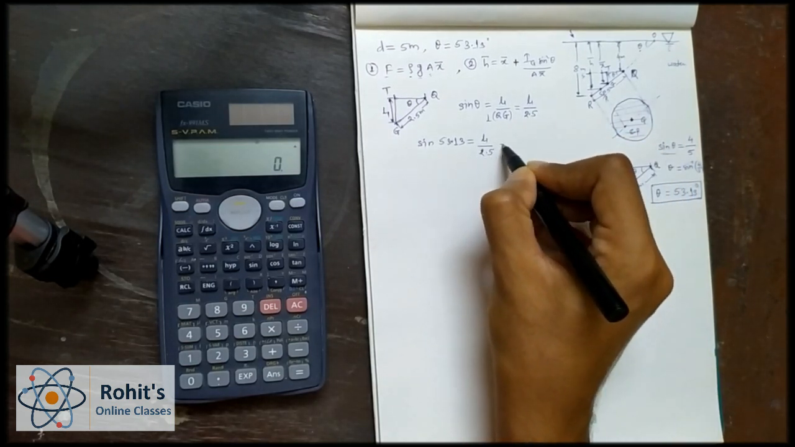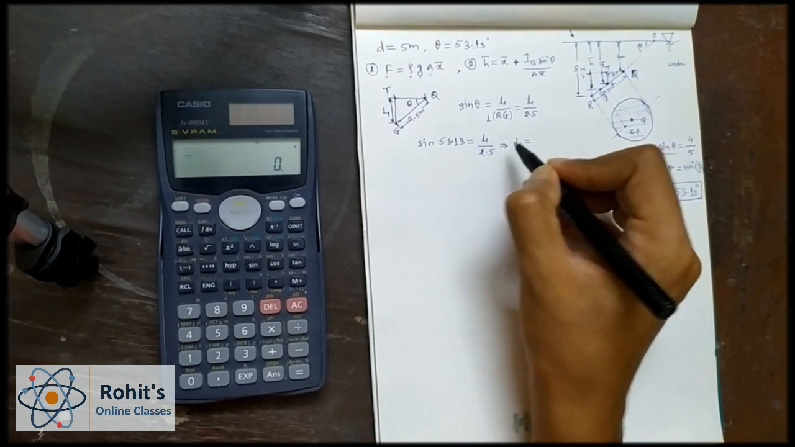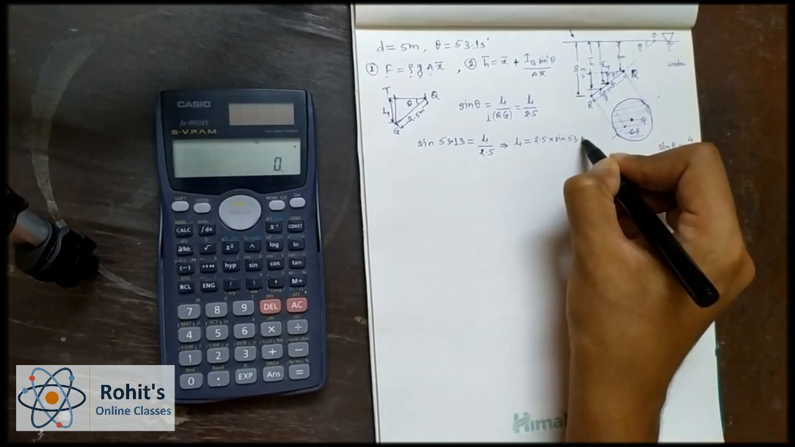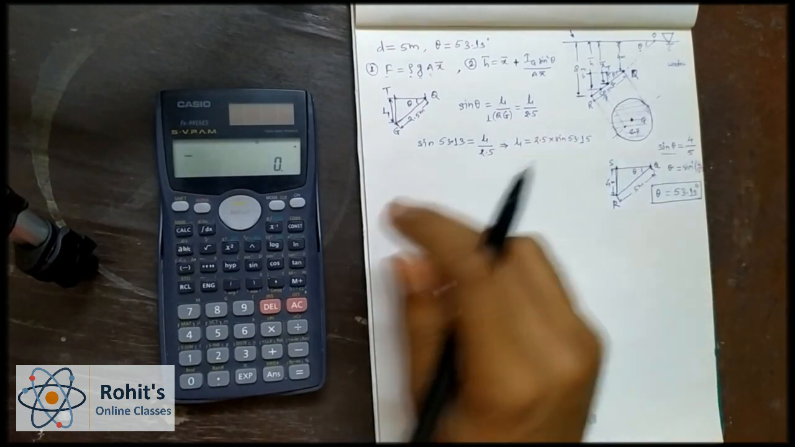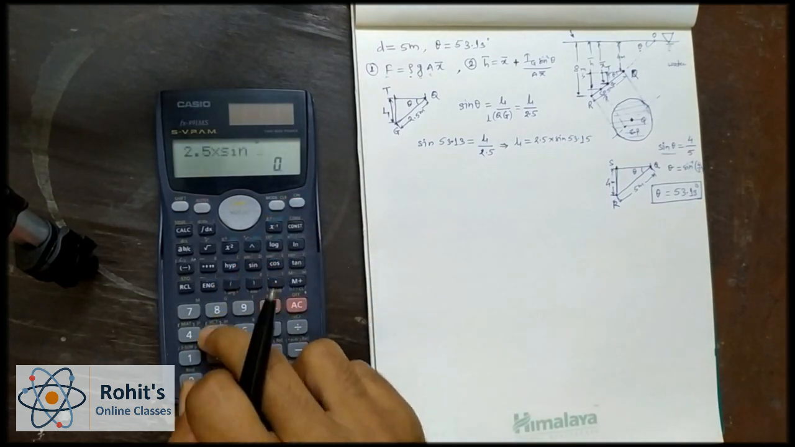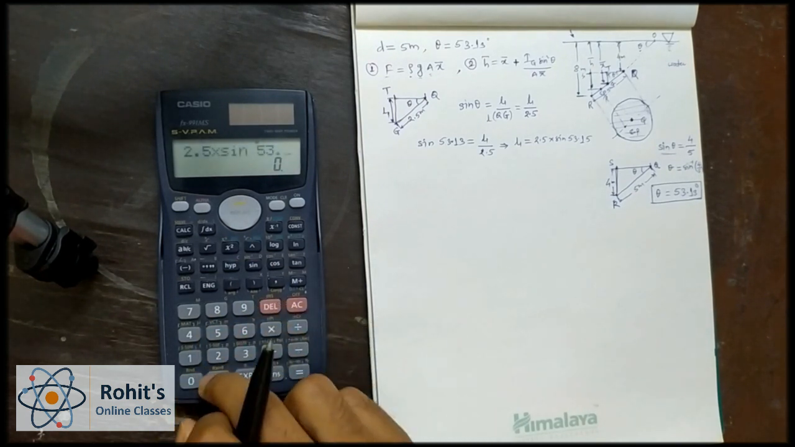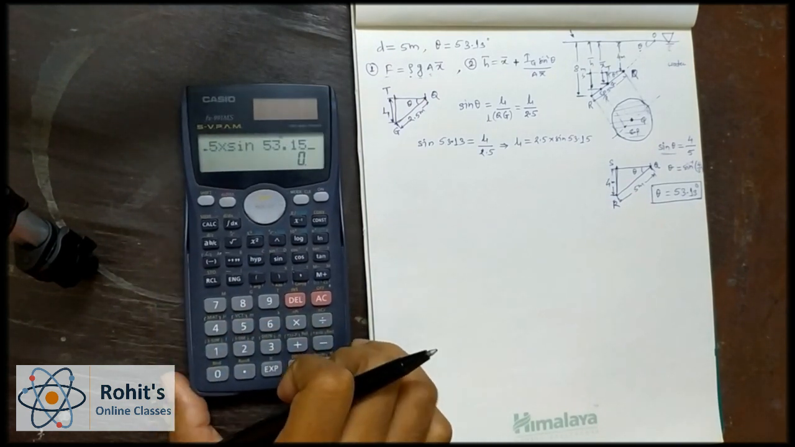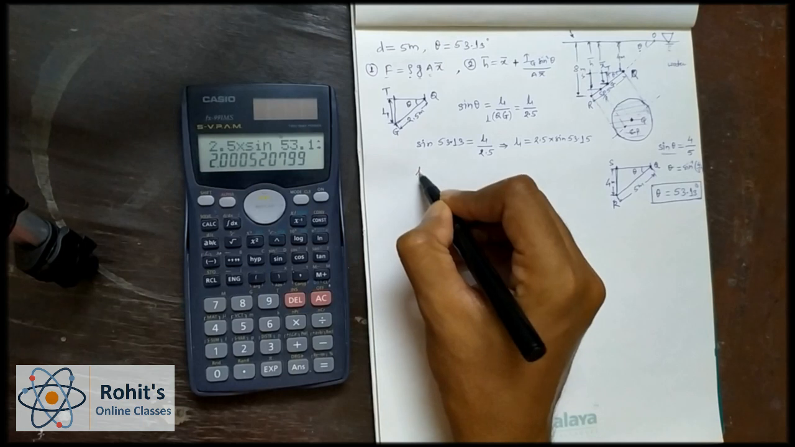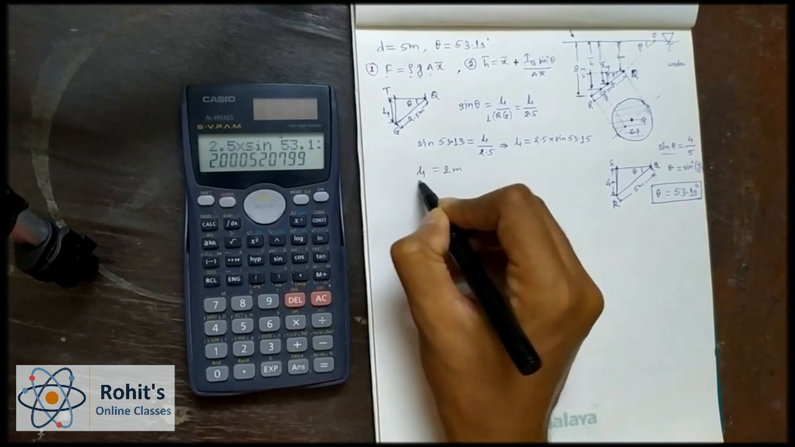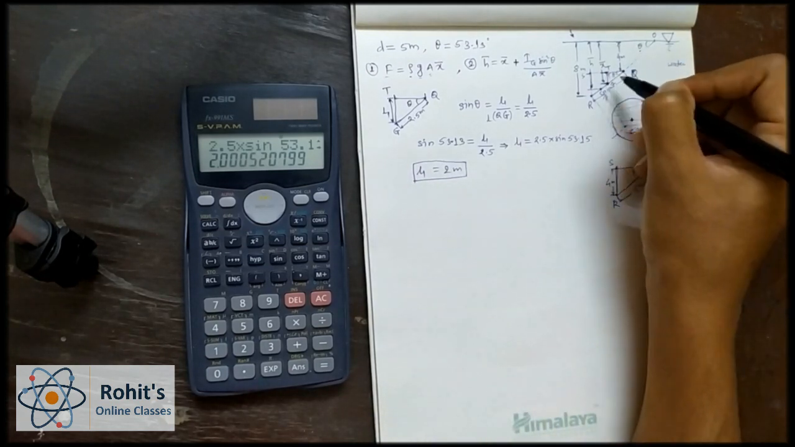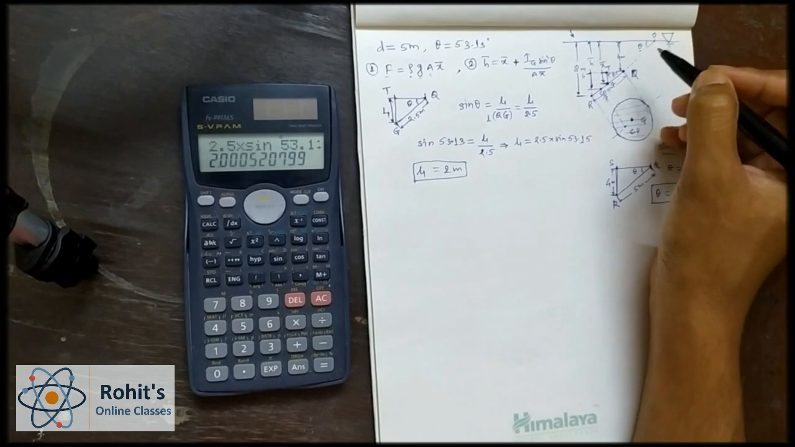So L1 is equal to 2.5 multiplied by sine of 53.13. We will put these values in the calculator. So sine of 53.13, this is approximately equal to 2 meters, correct. So this is our distance, this is 2 meters, and above this is 4 meters.